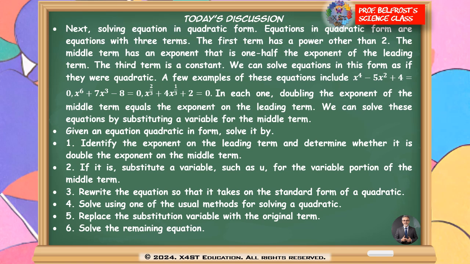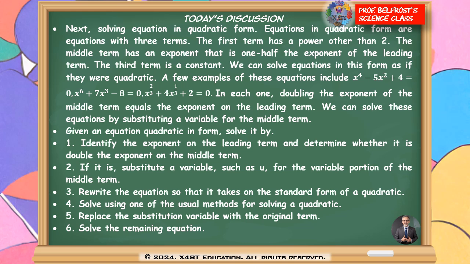Next, solve the equation in quadratic form, and this is the equation with three terms. The first term has a power other than 2, the middle has an exponent that's 1/2 the exponent of the leading term, and the third is a constant. It's shown as a slide here.